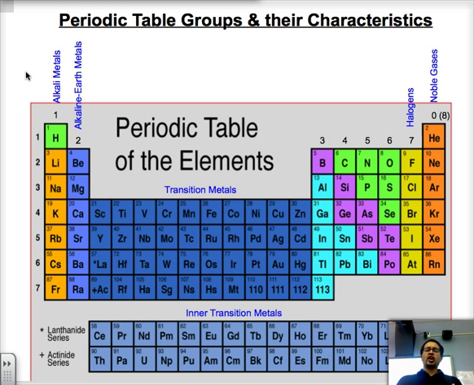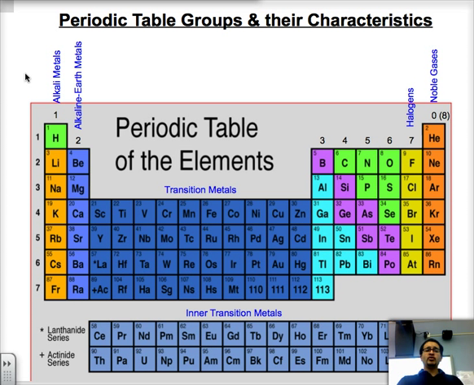Those are groups that are reactive, and we will look at the reactivity a little bit later. But we want to focus also on Group 7. That group is called the halogens. And then we'll finish with Group 0 or Group 8, which is the noble gases.